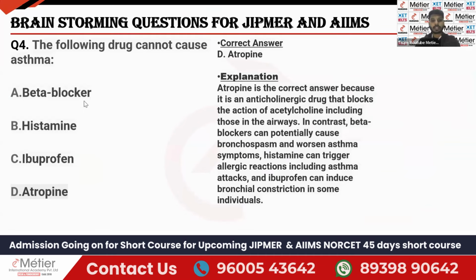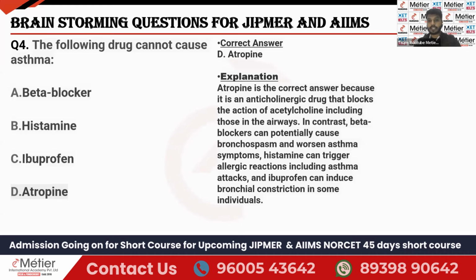Why? Beta blocker can cause bronchospasm. What are beta blockers? Beta blockers are antihypertensive drugs, and they also reduce the cardiac overload. It leads to bronchospasm and it worsens the asthma. Histamine leads to allergic reactions in the bronchioles. It can trigger the allergic reaction.